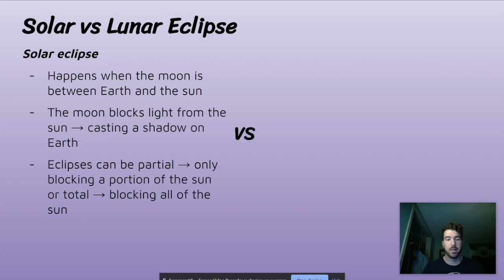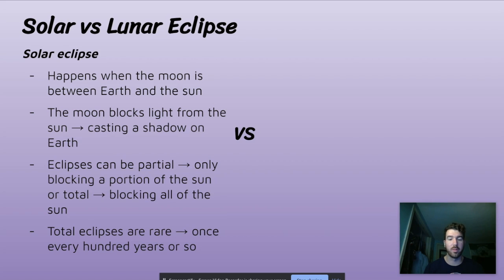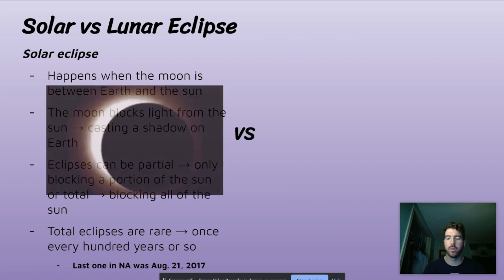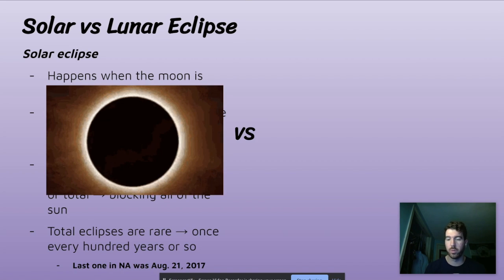There's 2 types of solar eclipses. There's partial solar eclipses, only blocking a portion of the sun, and then we have total solar eclipses, which block all of the sun. Total solar eclipses are much more rare, and in a given area, let's say the United States, they only happen every 100 years or so. And our last solar eclipse was on August 21st, 2017.